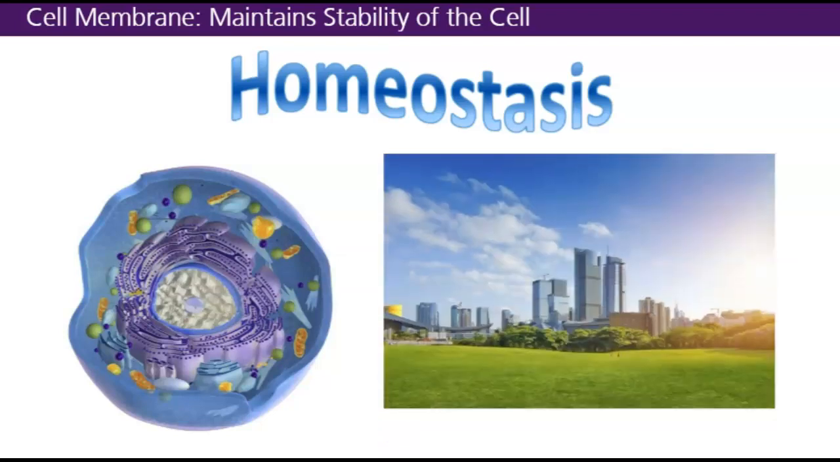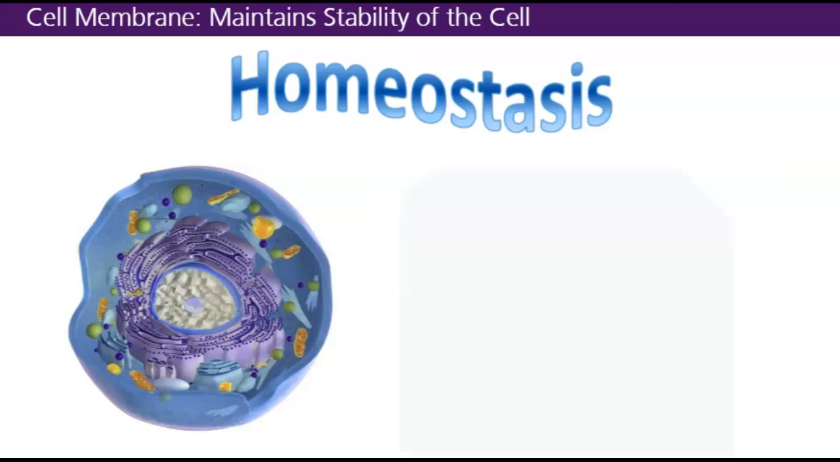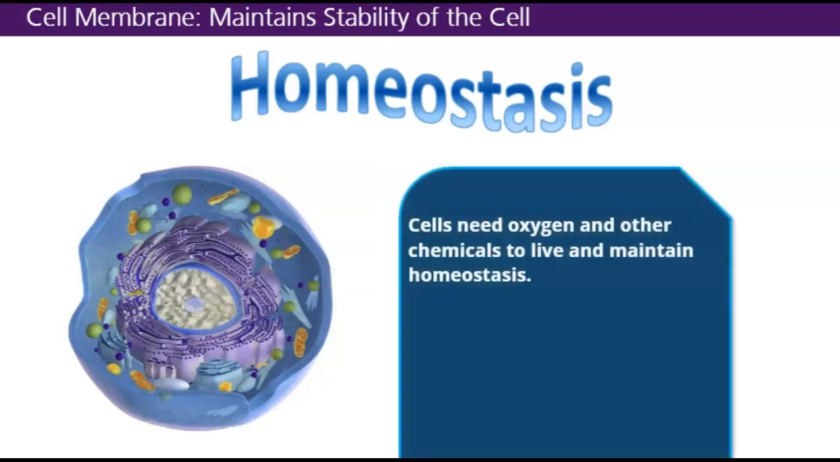Think about a cell as a functioning city. It takes a lot of different jobs or responsibilities for a city to function properly. Think of each organelle within the cell as having a function or job. Each organelle is in charge of making sure something runs smoothly. If there is a problem in one part of the cell, it could cause the entire cell to have big problems. Cells need oxygen and other chemicals to live and maintain homeostasis.